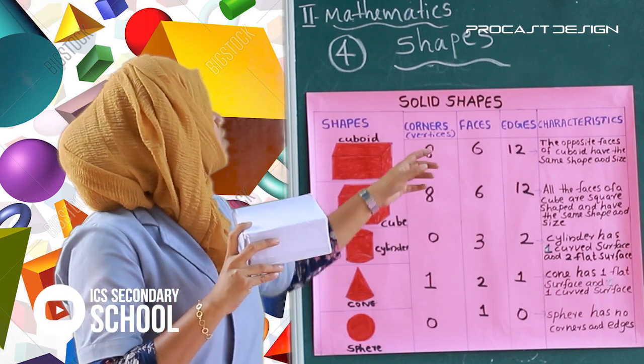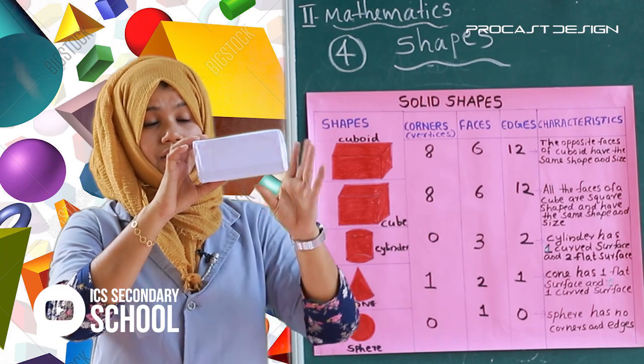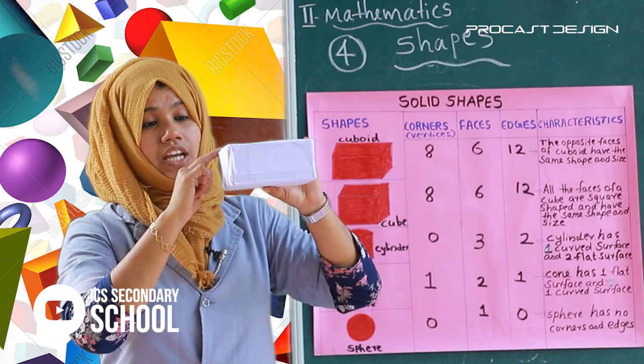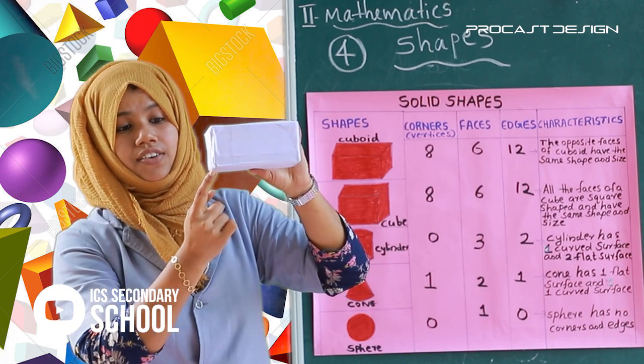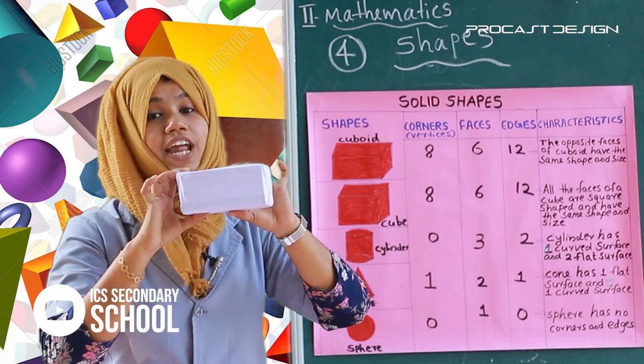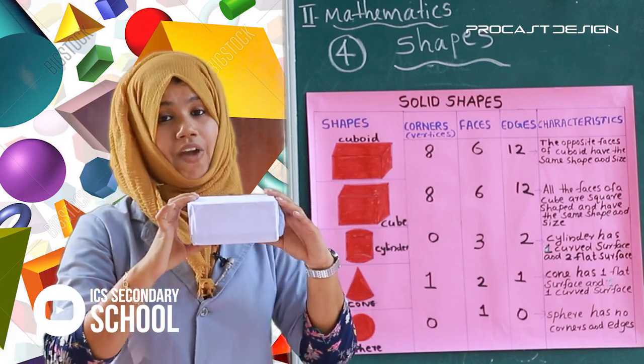The first thing is corners. There are 8 corners: 1, 2, 3, 4, 5, 6, 7 and 8. So 8 corners in a cuboid. 6 faces are there.